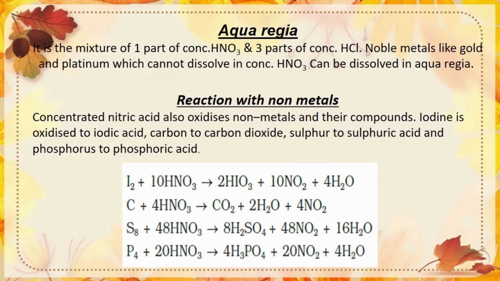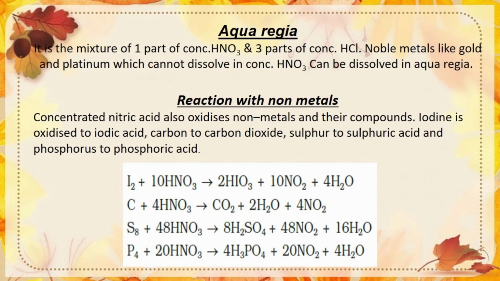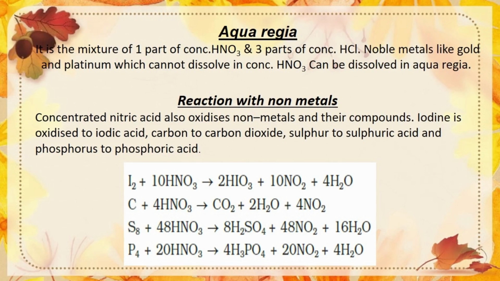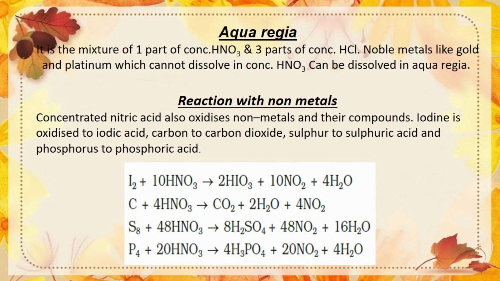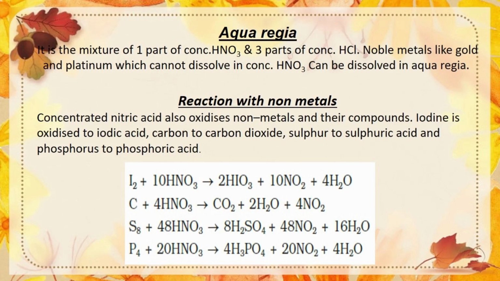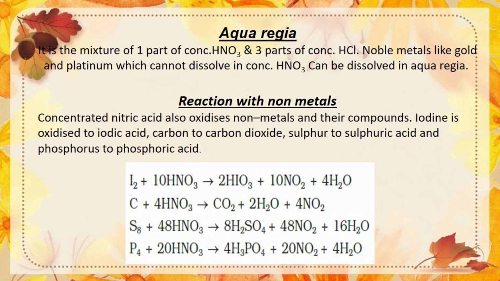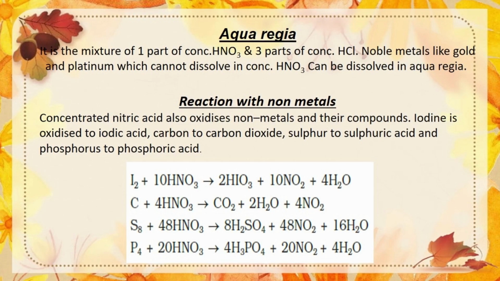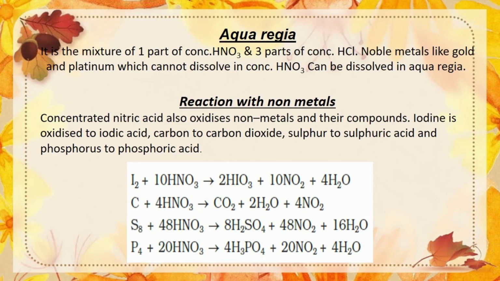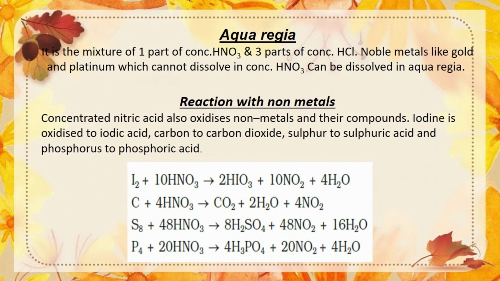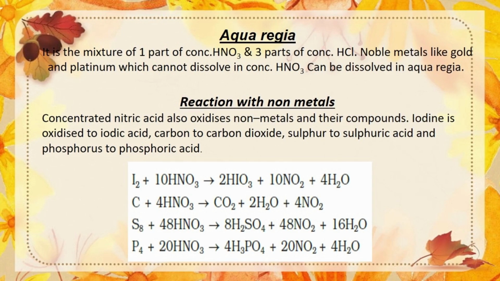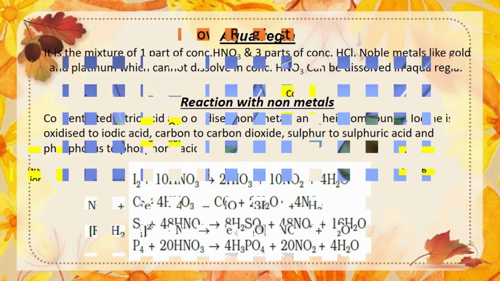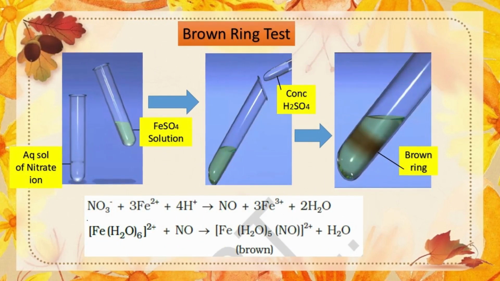The last chemical property that we are going to discuss is the reaction of nitric acid with nonmetals. Concentrated nitric acid also oxidizes nonmetals and their compounds. For example, iodine is oxidized to iodic acid, carbon is oxidized to carbon dioxide, sulfur to sulfuric acid and phosphorus to phosphoric acid. Now let's study the brown ring test.